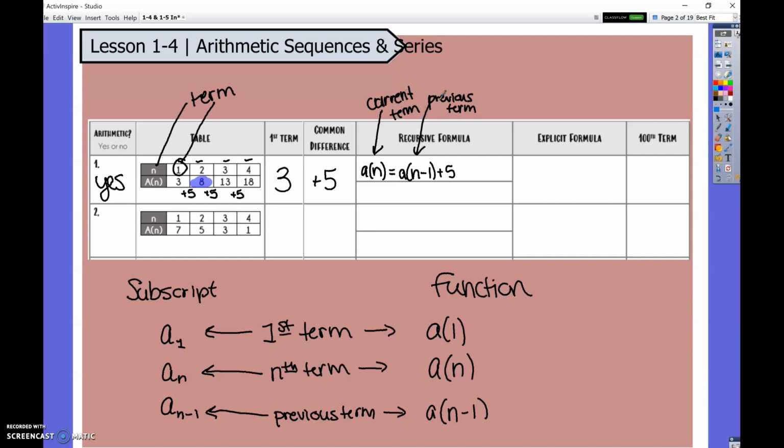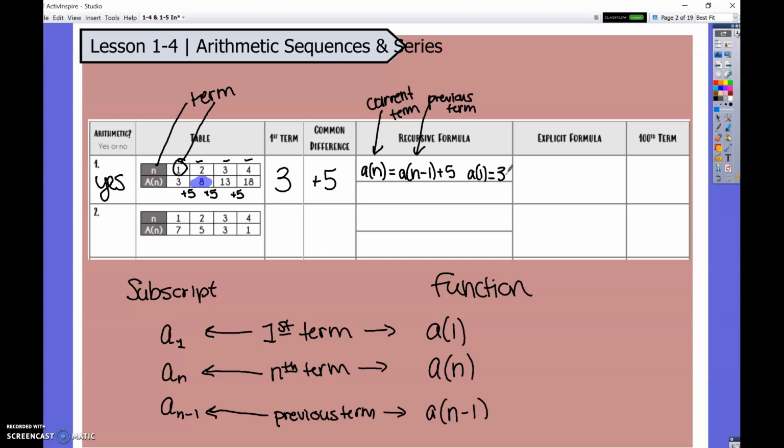Now, we want to always tell someone where to start when we're doing a recursive formula. So if someone said, hey, just keep adding 5, you might say, to what? Where do I start? So we're going to write my first term, a of 1, which in this case we noted is 3. That's how we write a recursive formula in function form.